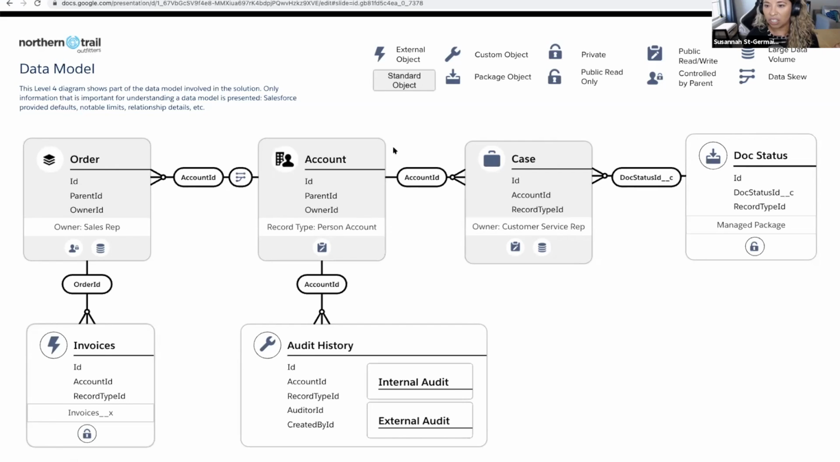I'm also using shading again, just as an example, for standard objects versus custom objects. And I am using the connectors that we showed from the kit of parts to show cardinality. So I can see account and order is one to many. I also have this nice little data skew icon that I can add to my connector to show that there is the opportunity to have data skew here, with a lot of orders potentially connected to an account.